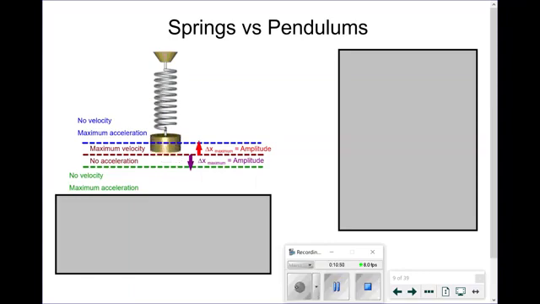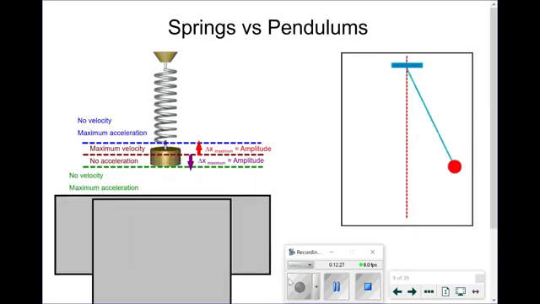Please notice again that as this object or spring moves away from equilibrium, it is always slowing down, regardless of whether it's going up or down. And as the object or spring is approaching equilibrium, it is always speeding up, again, regardless of whether it's going up or down. It only matters if it's going to or away from the equilibrium position.